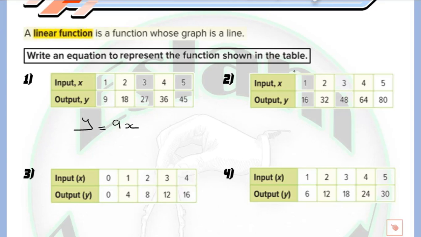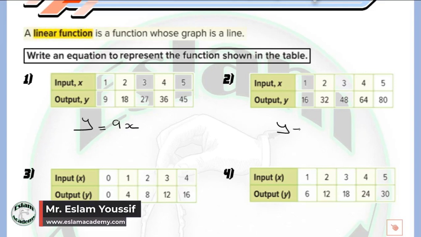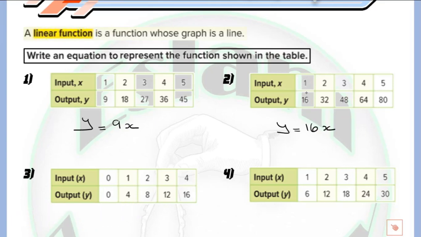In question number 2 we have the same. If the input equals 1, the output will be 16. If the input equals 2, the output will be 32. If the input equals 3, the output will be 48. You will find that each output is equal to 16 multiplied by each input. When you multiply the input by 16, you will find the output. So the equation that we have is: the output, which is y, is equal to 16 multiplied by the input.